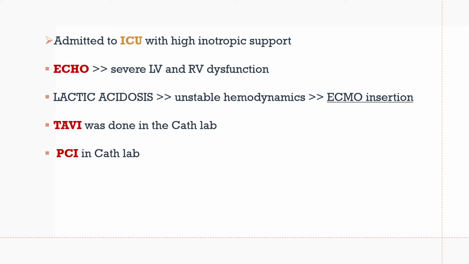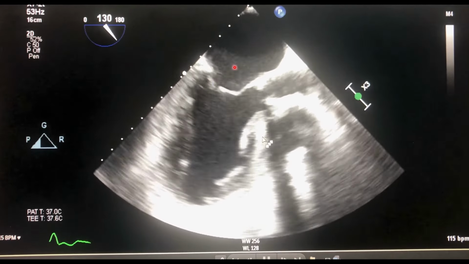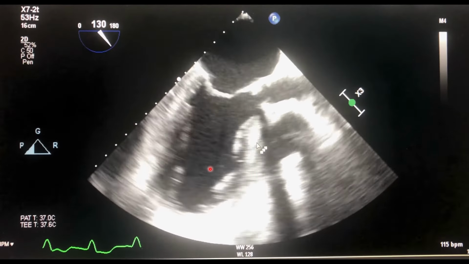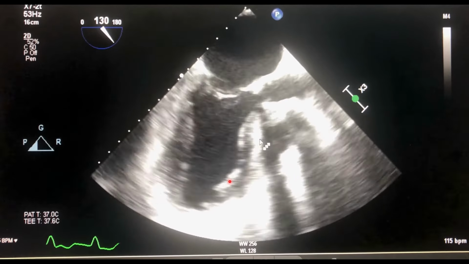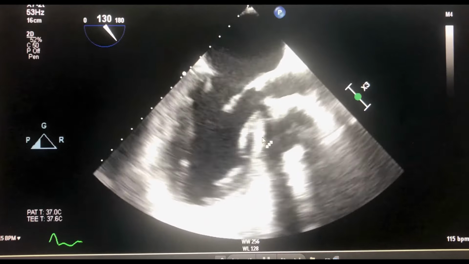Echo showed severe LV and RV dysfunction with persistent lactic acidosis and unstable hemodynamics that mandated insertion of ECMO. TAVI was done in the cath lab, and the patient was also sent for an intra-aortic balloon pump in the cath lab. Transesophageal echo showed LV distension with poor contractility and a smoky appearance, but there is aortic valve opening. Every beat has aortic valve opening.